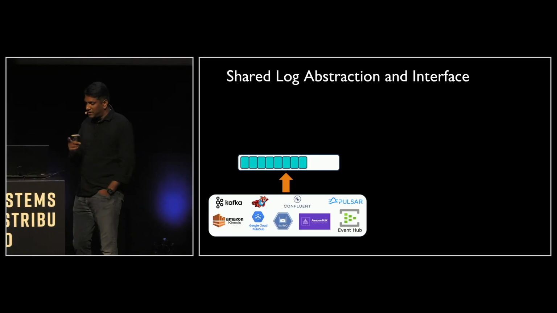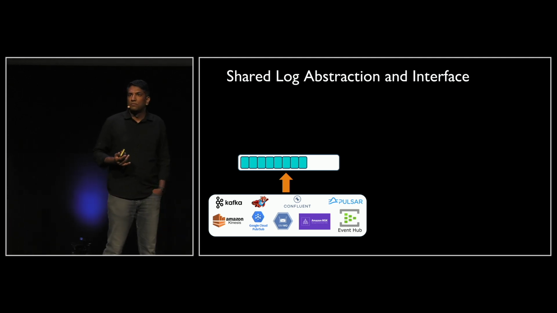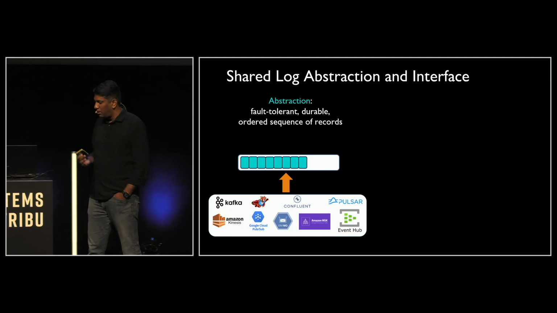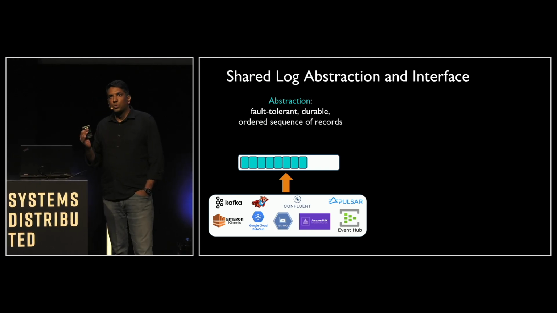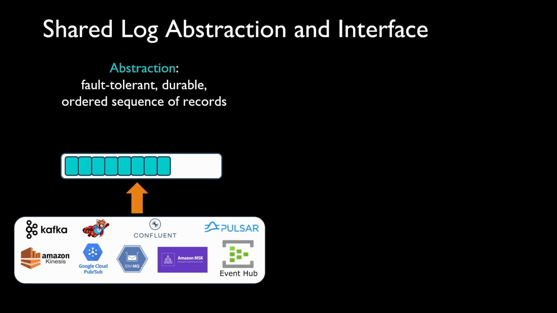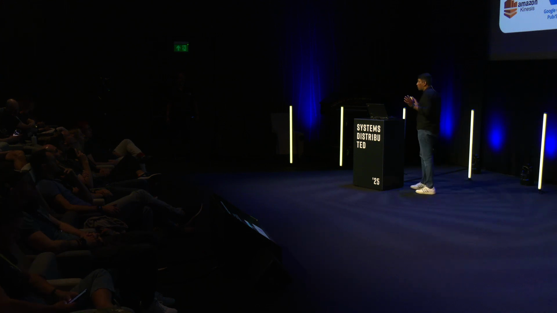So all of these systems that I showed you in the previous slide, what they export is a log interface, right? And the abstraction that they provide, more in particular, is that the log offers you a fault-tolerant, durable, and ordered sequence of records. So when you write something into the log, the records are durable, they are written to multiple disks, right? And there is an implicit ordering of records in the log.